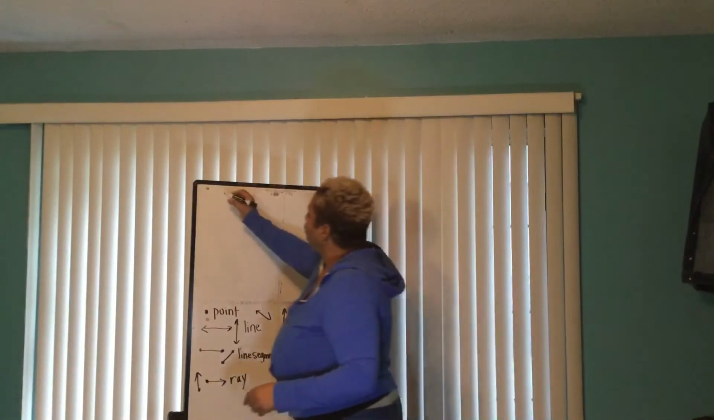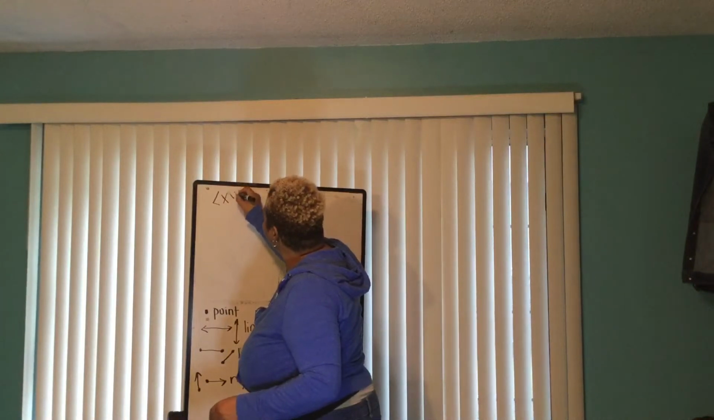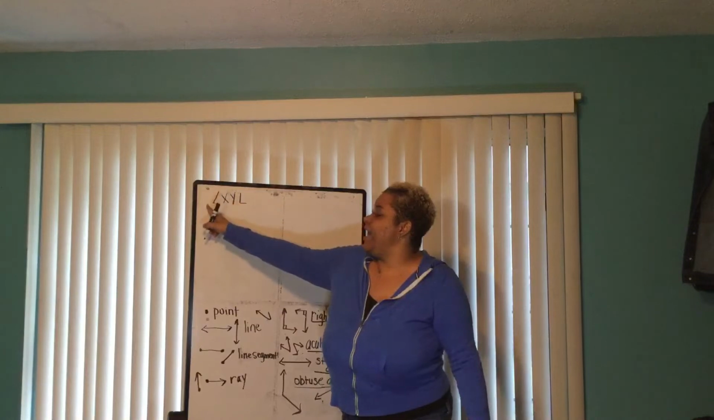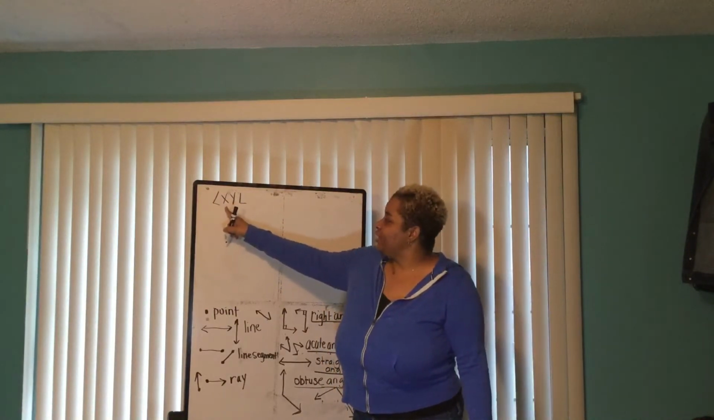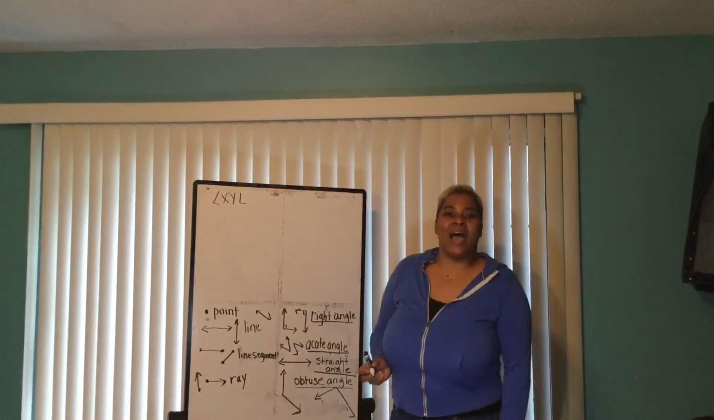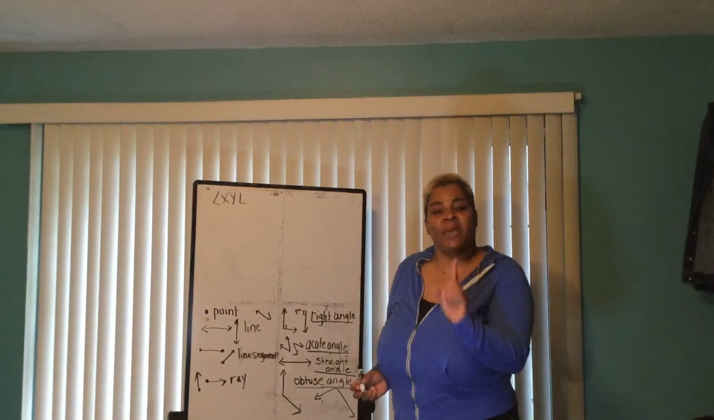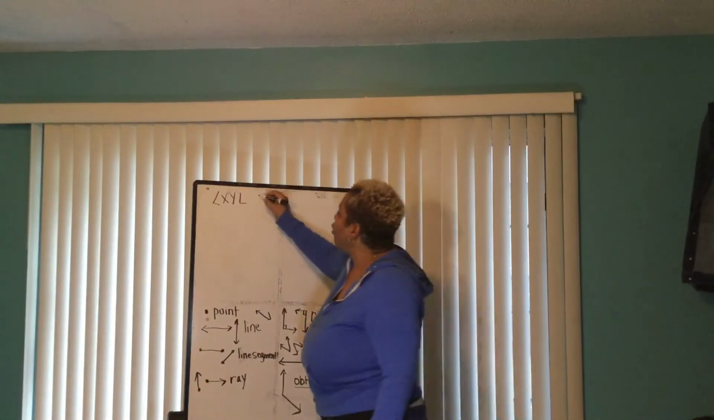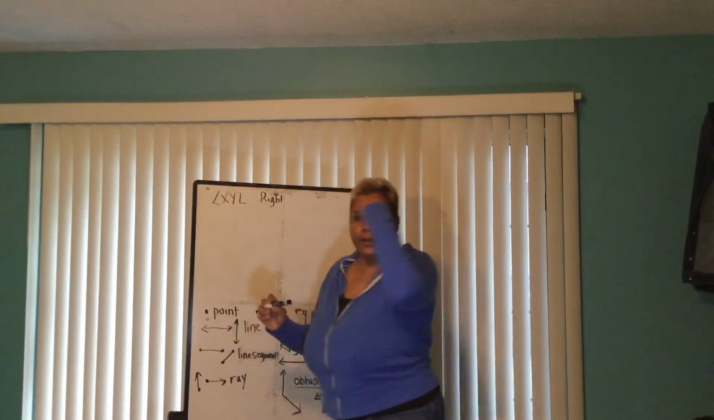Now, remember I showed you this the other day. This shows that I have angle. Remember that little sign that I had there? Angle XYL. Angle XYL. Get that down on your paper. So I want you to make angle XYL into a right angle. I want it to be a right angle.